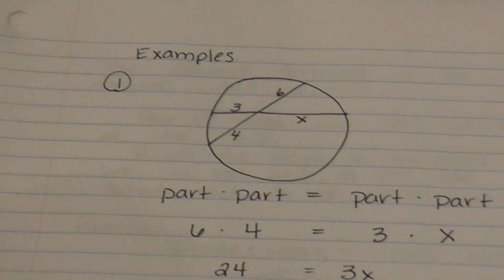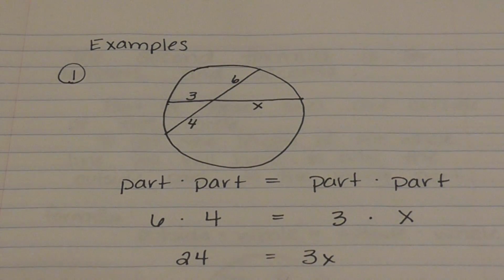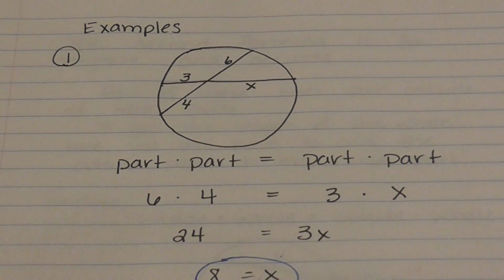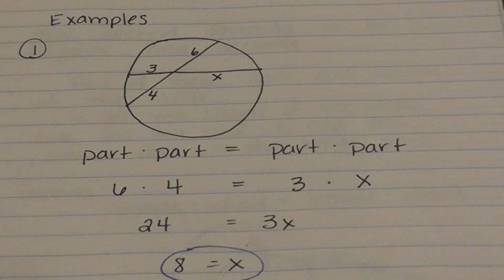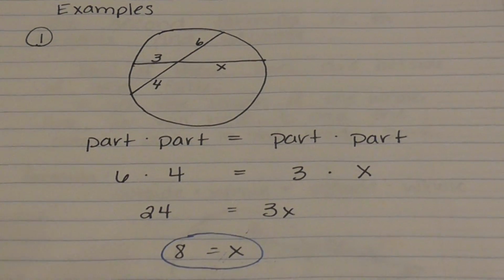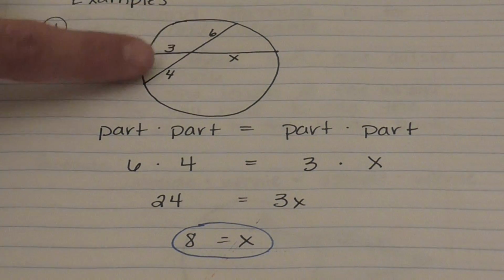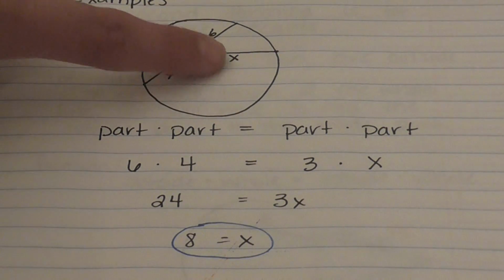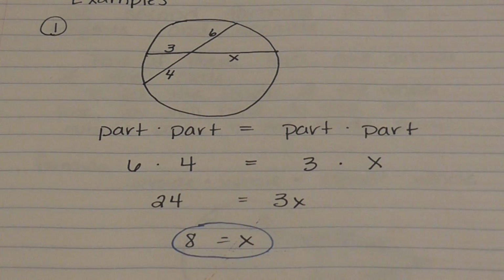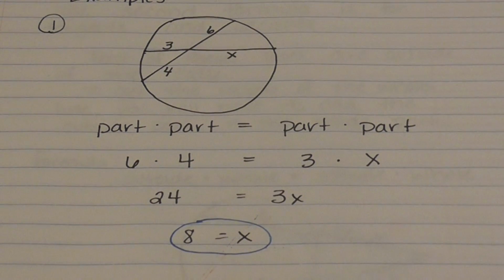What that'll look like is you'll be given a picture with 2 chords drawn in it and numbers or letters associated with the lengths of those chords. So using part times part equals part times part, I would take 6 times 4 and set that equal to 3 times x. So 24 equals 3x, 8 equals x.